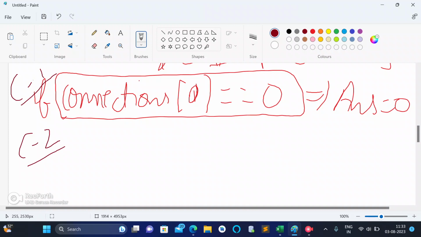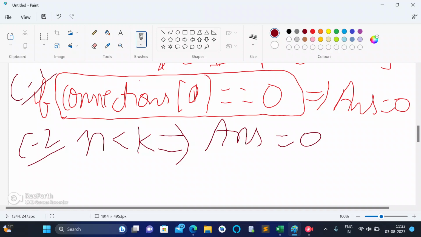Case number 2 which we can make is, we are actually given k number of operations. Let's say that n is less than or equal to k, that the number of nodes is less than or equal to k number of operations. If the number of nodes is less than or equal to k, it means all the nodes will get destroyed after the k operation, or even before the k operation. So in this case also the answer is 0.